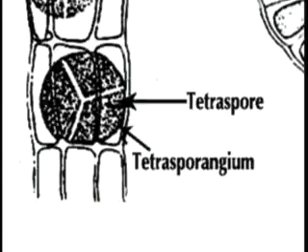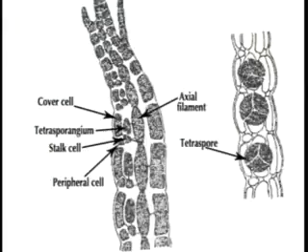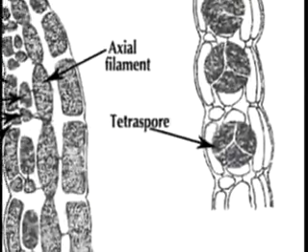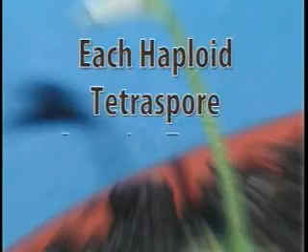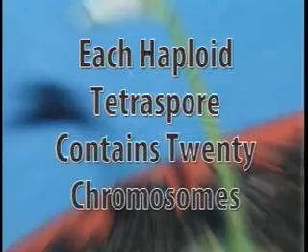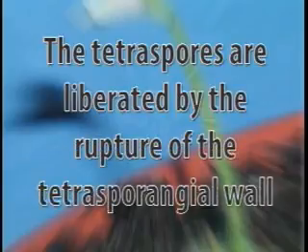The diploid nucleus of the tetrasporangium divides by meiosis to form 4 haploid daughter nuclei which are arranged in a tetrahedral manner. This is followed by the cleavage of the cytoplasm of the tetrasporangium from the periphery towards the center. The resultant 4 uninucleate meiospores are called the tetraspores. Each haploid tetraspore contains 20 chromosomes. The tetraspores are liberated by the rupture of the tetrasporangial wall.